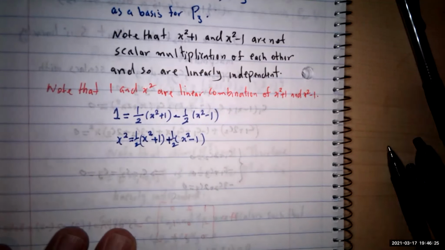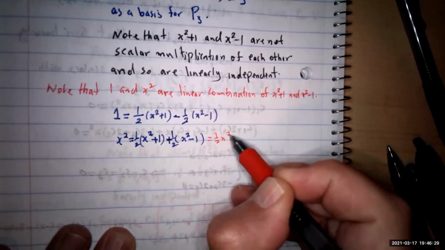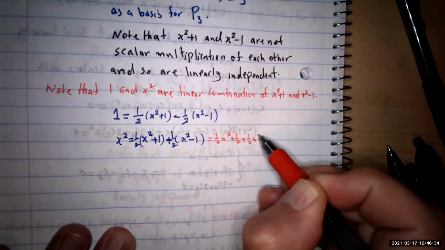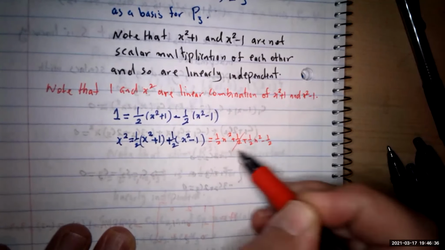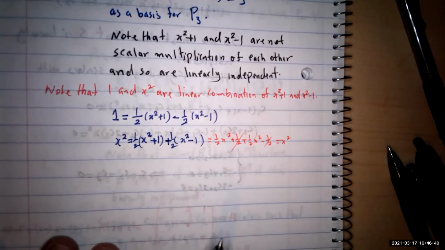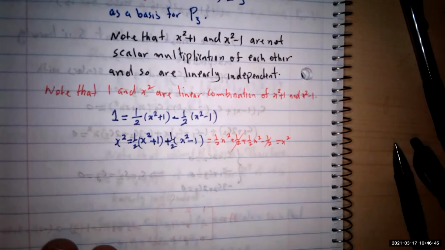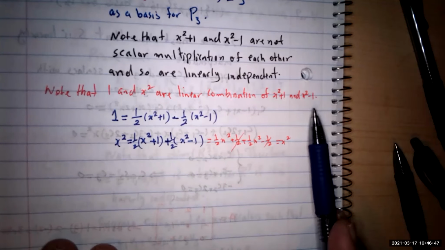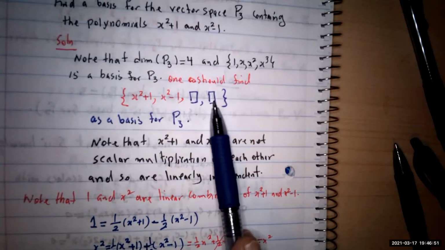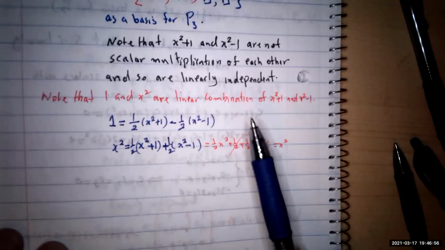If you distribute it, that gives 1/2 of x squared plus 1/2, and 1/2 of x squared minus 1/2. So this would cancel out, and that gives you x squared. It is the same thing for the first one. So 1 and x squared are a linear combination of x squared plus 1 and x squared minus 1, so you cannot join here. But the other two are fine. So this is it.